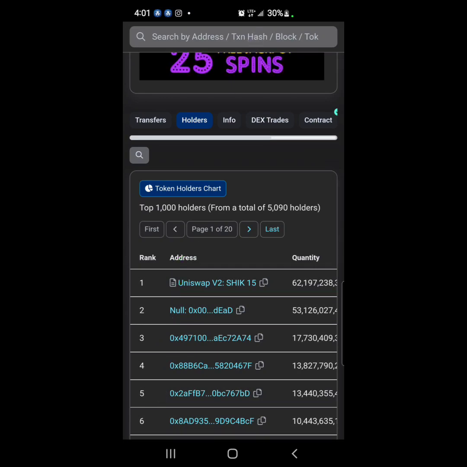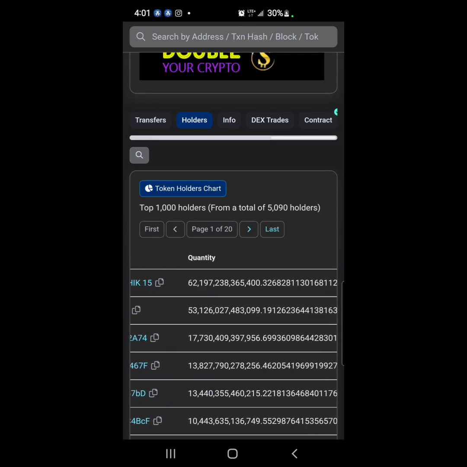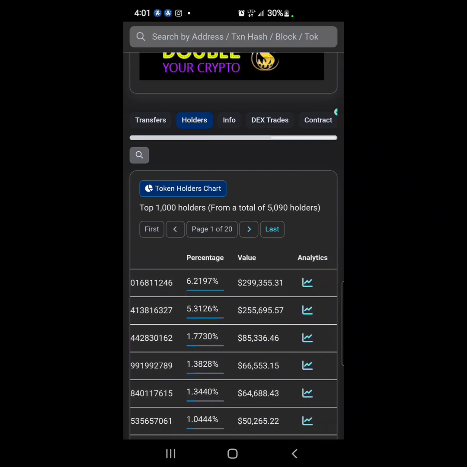Now, the top holder is Uniswap, coming in with 62 trillion coins, guys. How much is that worth? That's worth almost $300,000, guys. And they currently own 6% of the total supply right now, Uniswap.